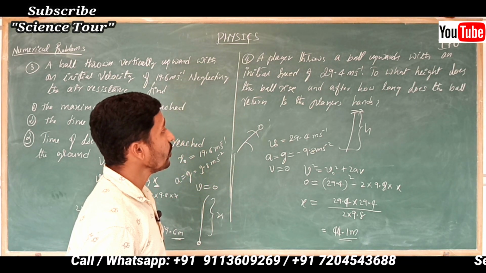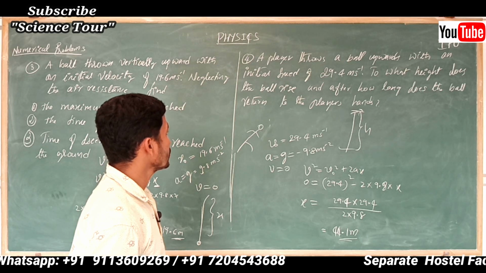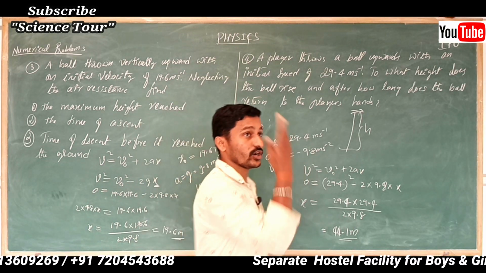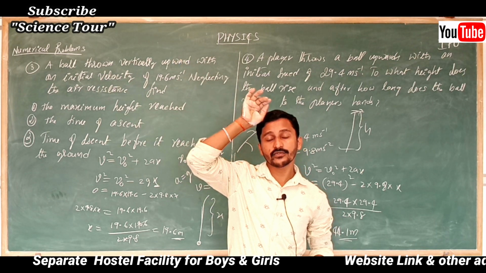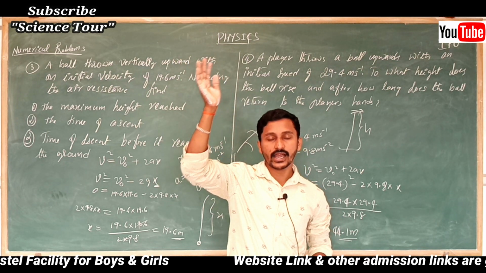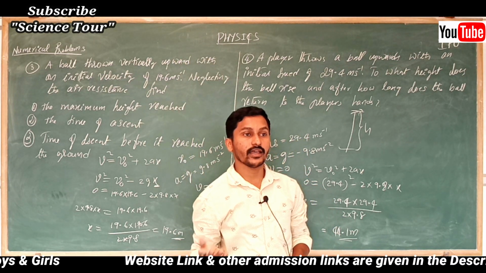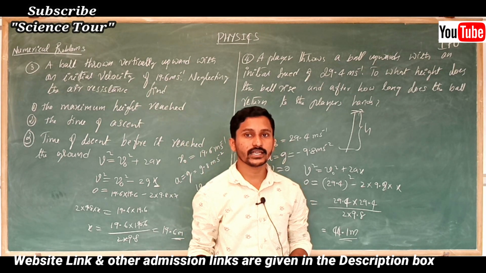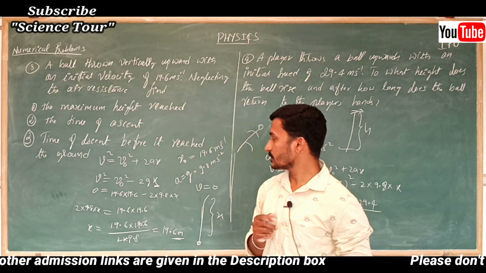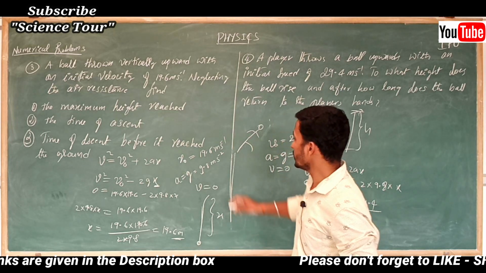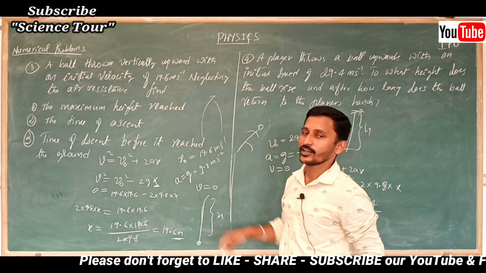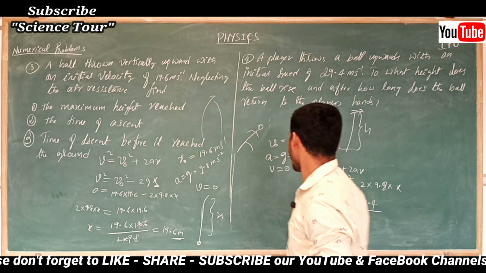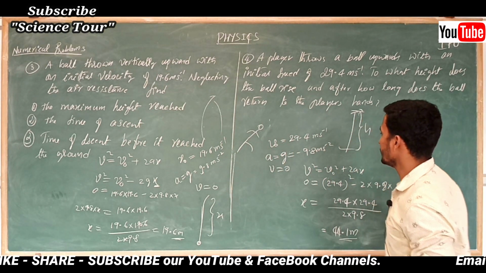Now the next question is there. After how long does the ball return to the player's hand? It is thrown upward, it will reach the maximum height and comes back to the player's hand. What is the total time it has taken? Do we need to calculate the total time? No, you only calculate the maximum height time. After that you can find out it is double of that. So what will be the time?